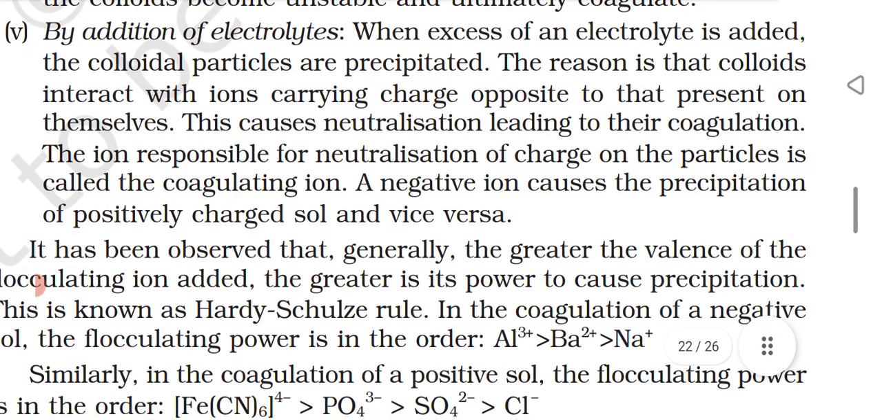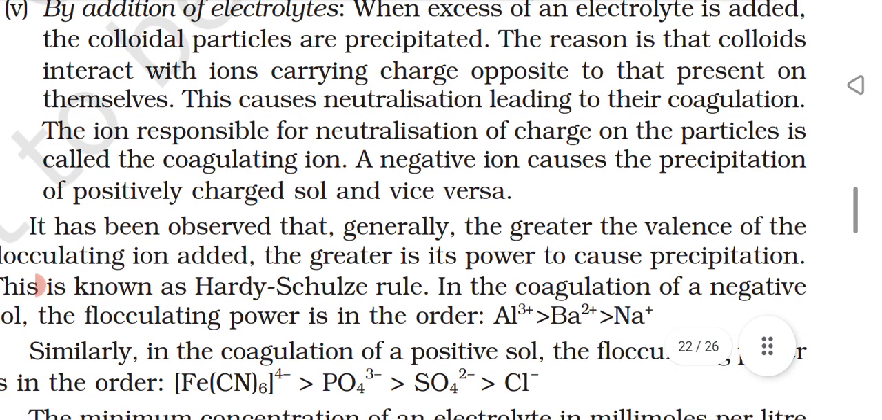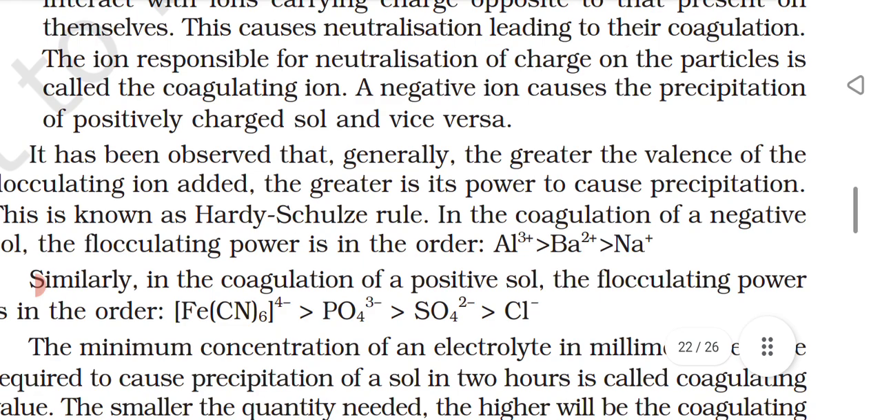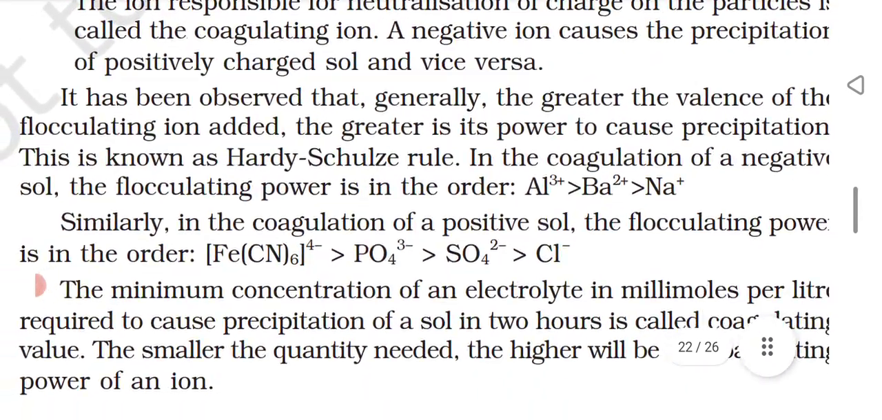By addition of electrolytes, this is most important. When excess of an electrolyte is added, the colloidal particles are precipitated. The reason is that colloids interact with ions carrying charge opposite to that present on themselves. This causes neutralization leading to the coagulation. The ion responsible for neutralization of charge on the particles is called the coagulating ion. A negative ion causes the precipitation of a positively charged sol and vice versa.